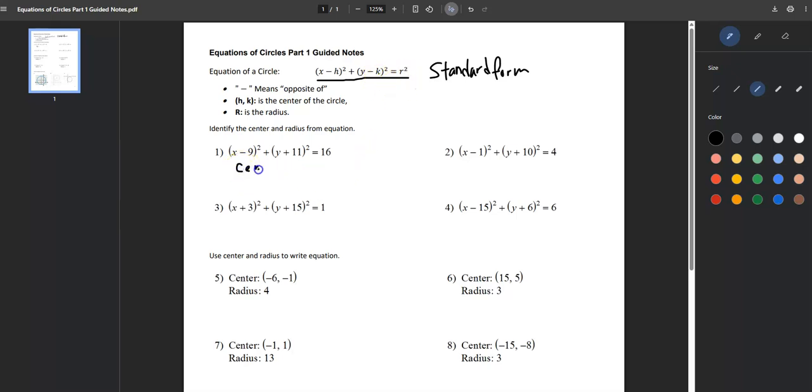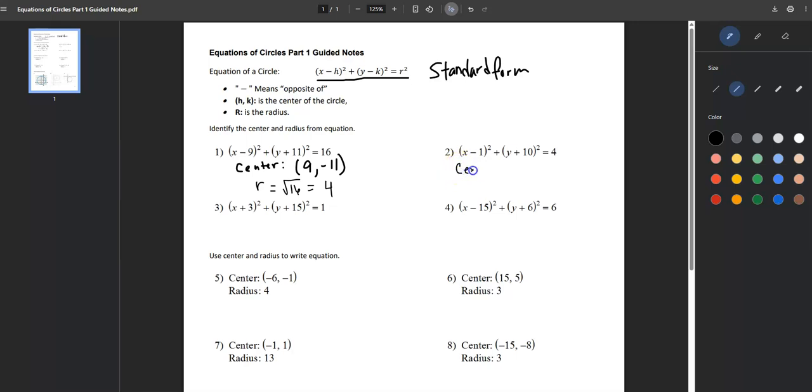So if I'm looking at this one, my center is going to be at 9, negative 11. It's moved right 9, and then down 11 from the center point. And then my radius is going to be the square root of 16, because you have to undo it, since it's r squared in the equation. So 4 would be my radius. That's really what we're looking at, guys. The target is to look at an equation and then state what the center and the radius is.